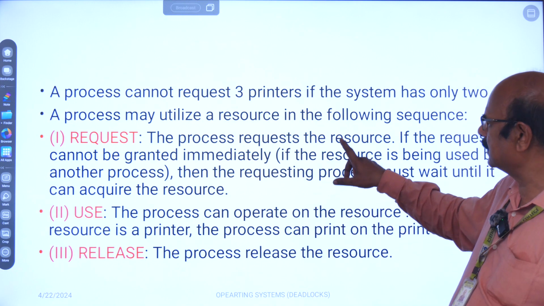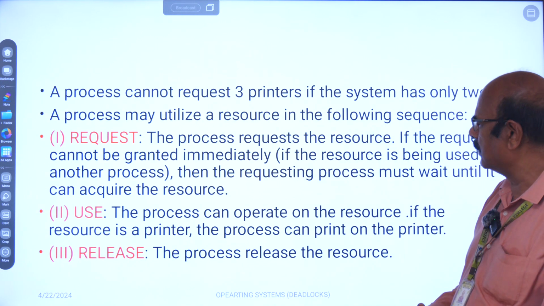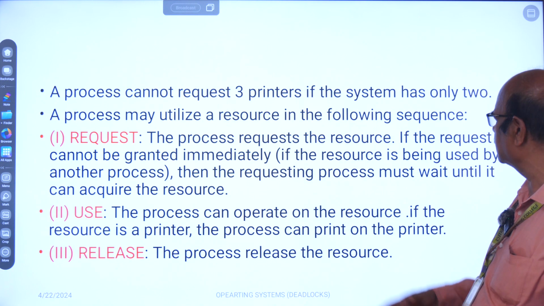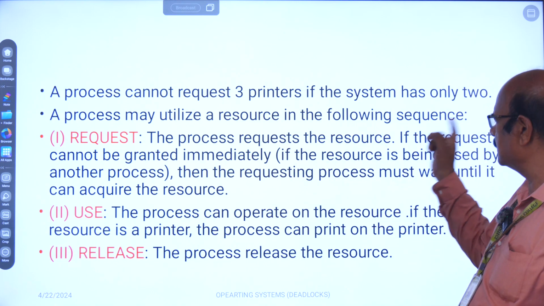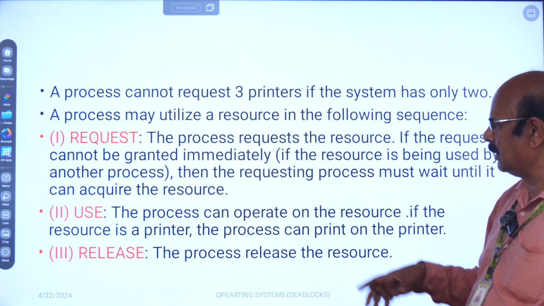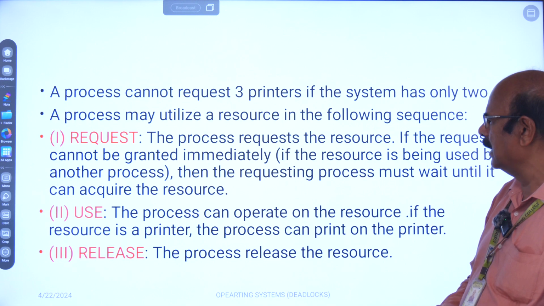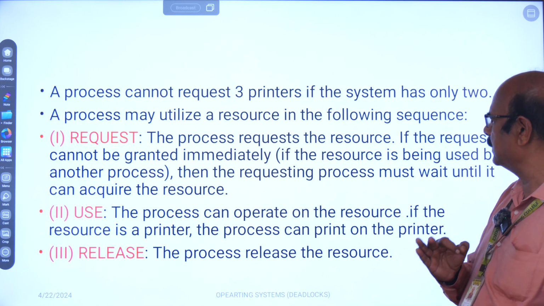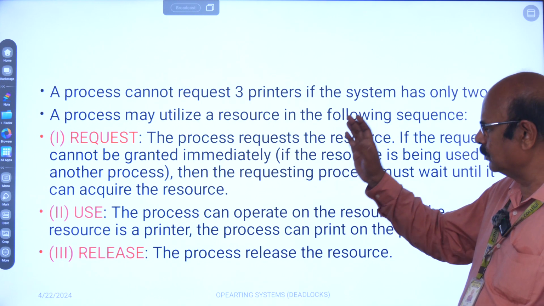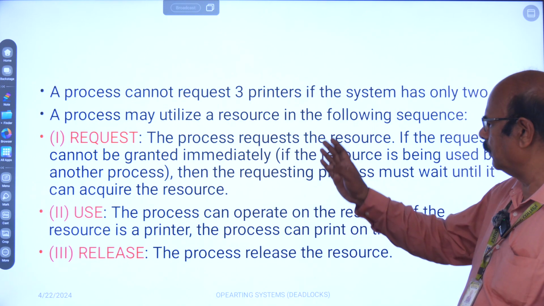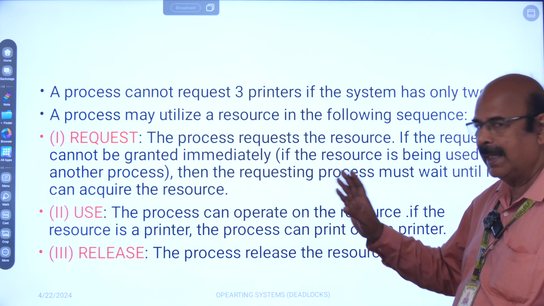Next, a process cannot request 3 printers if the system has only 2. A process may utilize a resource in the following sequence. Suppose a process wants 3 printers. So how to do that? Three things have to be followed: request, use and release.